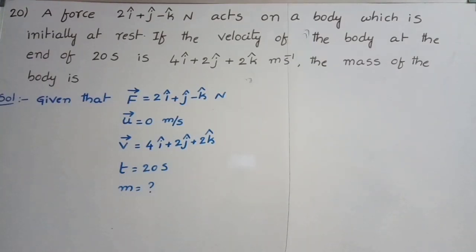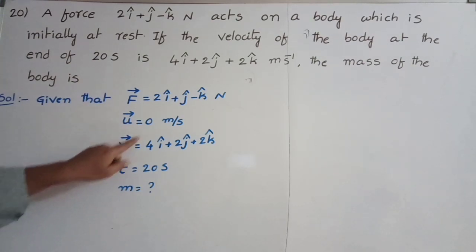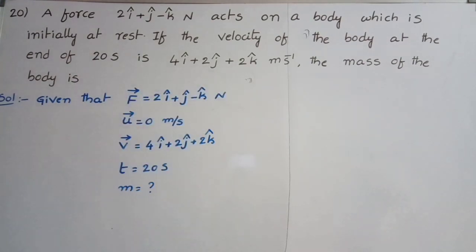Problem number 20. A force 2i cap plus j cap minus k cap Newton acts on a body which is initially at rest. If the velocity of the body at the end of 20 seconds is 4i cap plus 2j cap plus 2k cap meter per second, find the mass of the body. According to the problem, the body is initially at rest, which means its initial velocity is equal to 0. Final velocity is 4i cap plus 2j cap plus 2k cap, time 20 seconds. Next, we have to calculate mass.